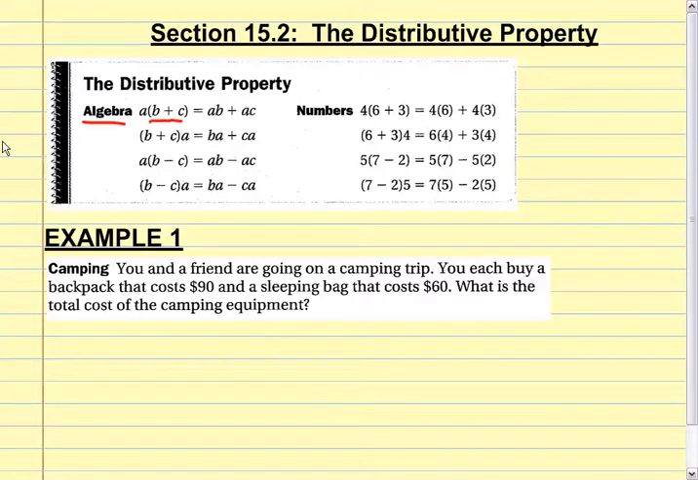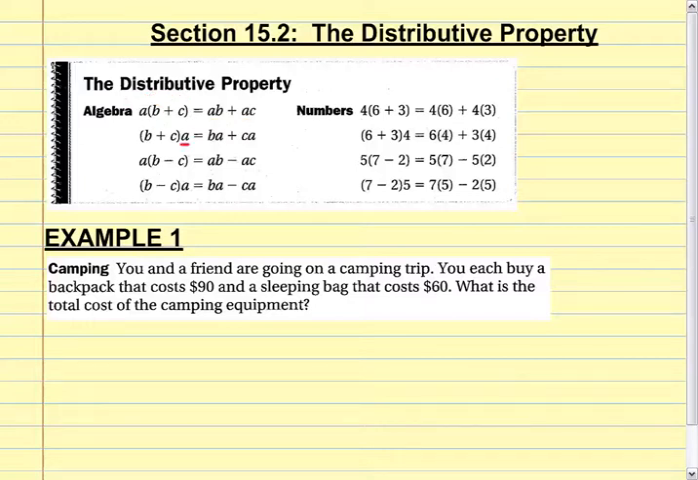Okay, but Lily, let me ask you something. Looking at this first one here, inside those parentheses, how many terms are there? 2. So I have to multiply the A by both of those terms. A times B plus A times C. Easy enough. Bennett, let's look at the next one.